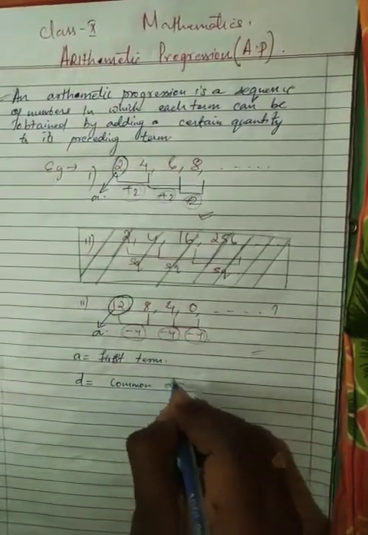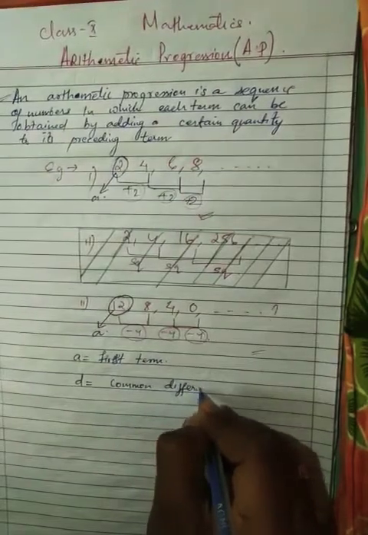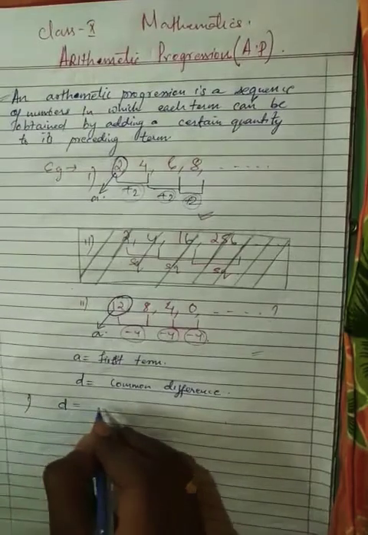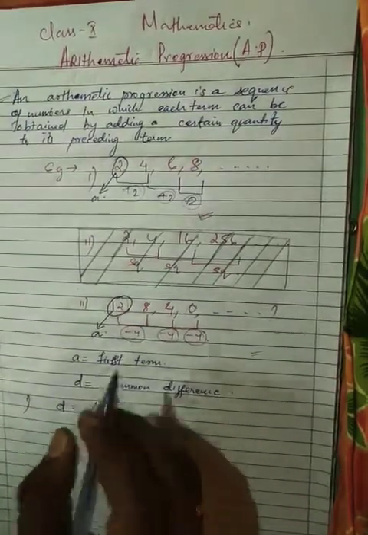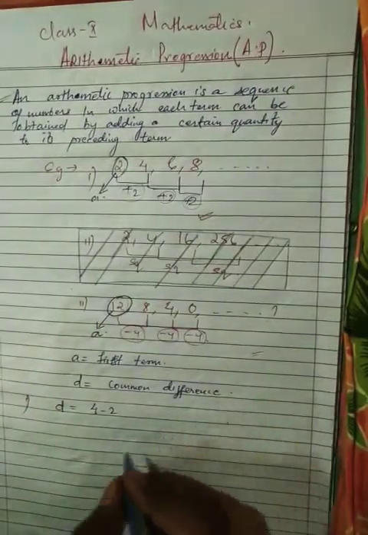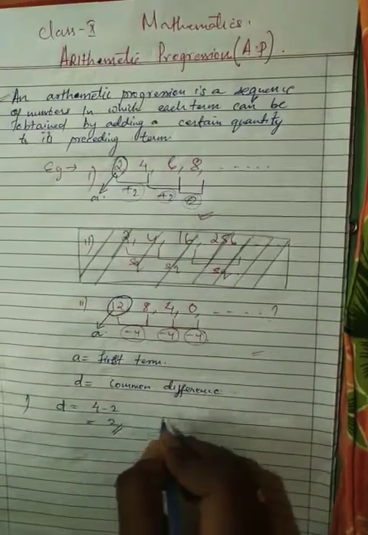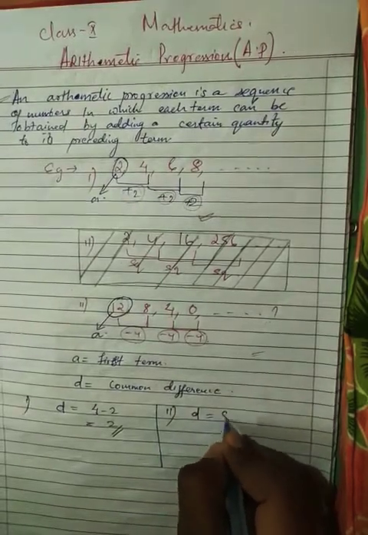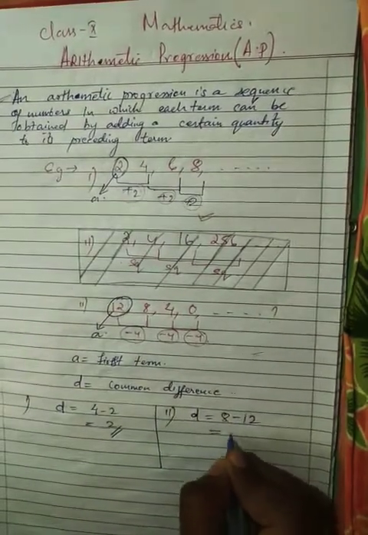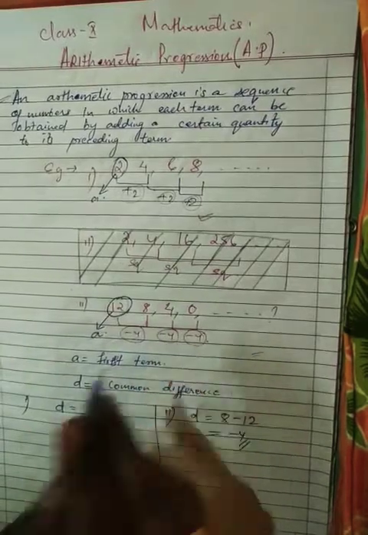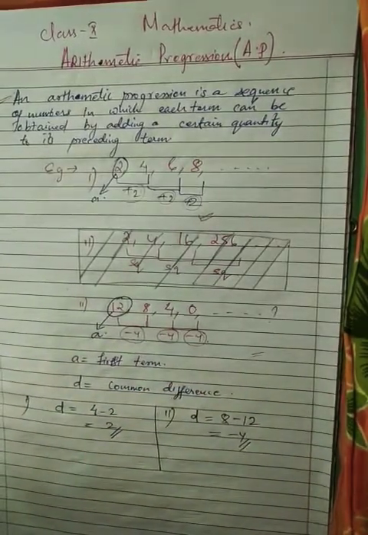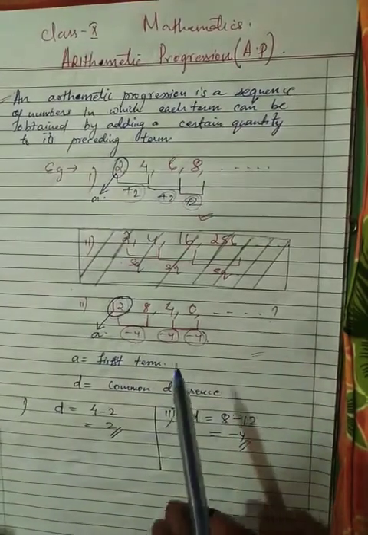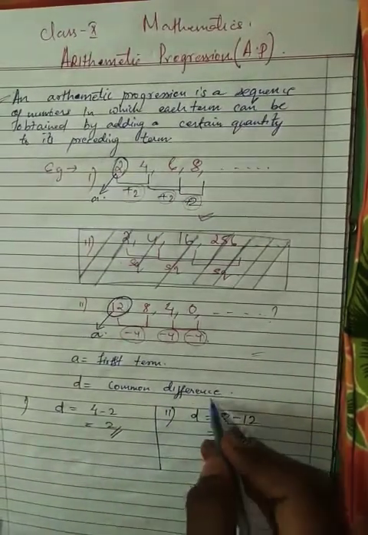There are terms you need to know in an AP series. What is the common difference? In question 1, if I take out the common difference, D will be equal to 4 minus 2, the next term minus the previous term, which gives you 2 as the common difference. In question number 2, D will be equal to 8 minus 12, which equals minus 4. That is the common difference between the previous term and the next term.